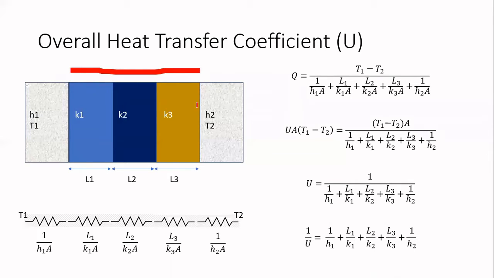The composite wall is made up of 3 different materials, material 1, 2, and 3. Thickness of each material is given. For the first material, the thickness is L1. For the second material, L2. For the third one, L3. On both sides of the composite wall, we have got some gas.